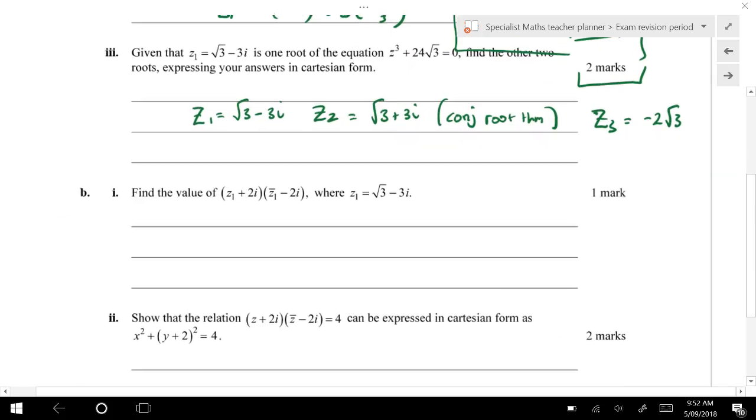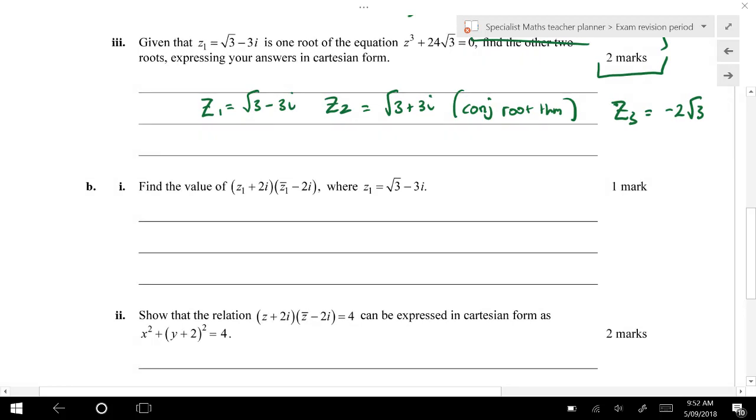Now it's saying find the value of this such that Z1 is equal to that. Well, it's worth 1 mark. Once again, it doesn't say show anything. If you know the answer, fantastic. But I do think you need to evaluate something here. If you try to skip too many steps... let's throw in the Z1 and its conjugate. That is equal to root 3 minus i times root 3 plus i, and that's going to be equal to 3 minus i squared, which is equal to 4. Stop.